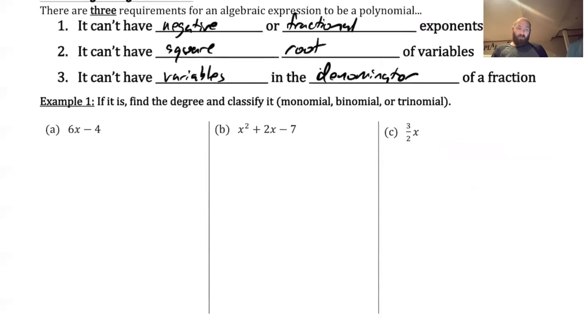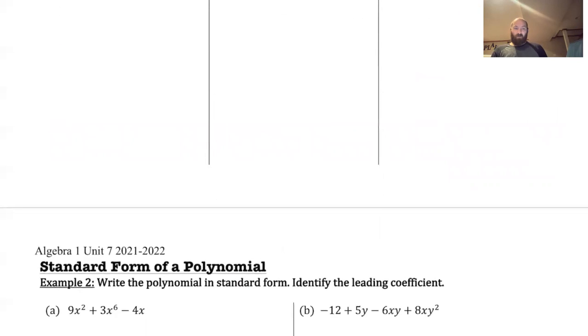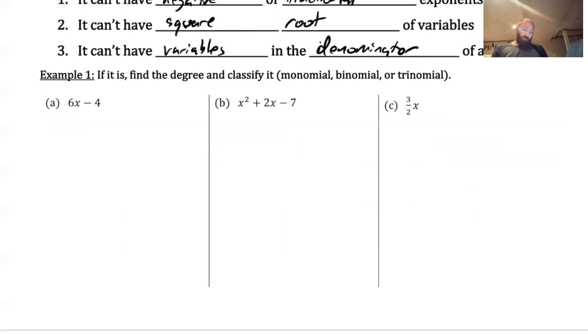That leads me to some of these. So first thing is find the degree and classify it. Okay, so these are all examples of polynomials. So we're good here. So we just need to find the degree and classify it. So finding degree, we look at the variable with the highest exponent. In this case, it's 1. So this is a first degree. There are 2 terms because we have the subtraction sign. So there's 2 things being subtracted. So this is a binomial. So I would say a first degree binomial.